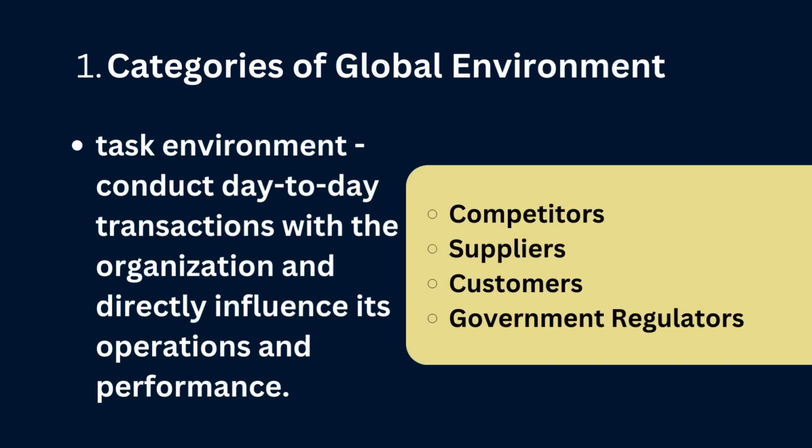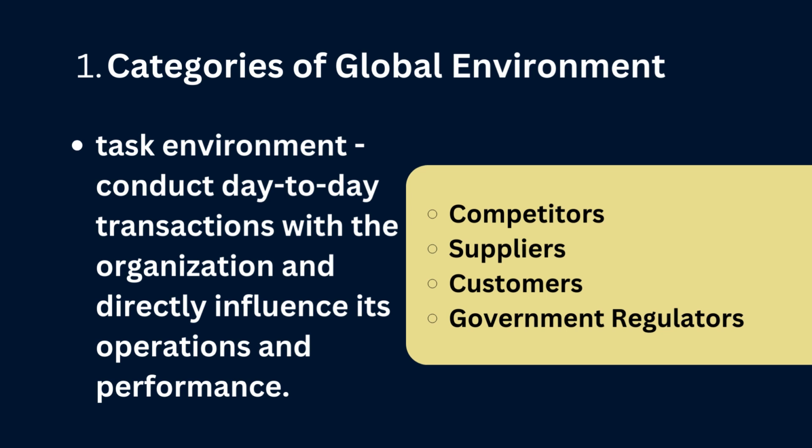The external environment can be further divided into two components. The first one is the task environment, and the second one is the general environment. The task environment conducts the day-to-day transactions within the organization and directly influences its operations and performance. This encompasses forces directly affecting a business's competitiveness within its industry, including competitors, suppliers, customers, and government regulators.